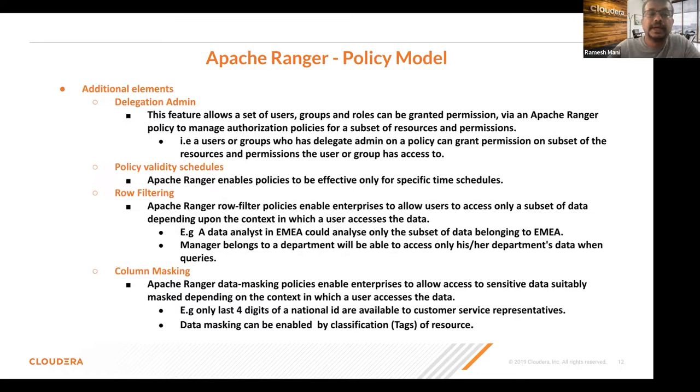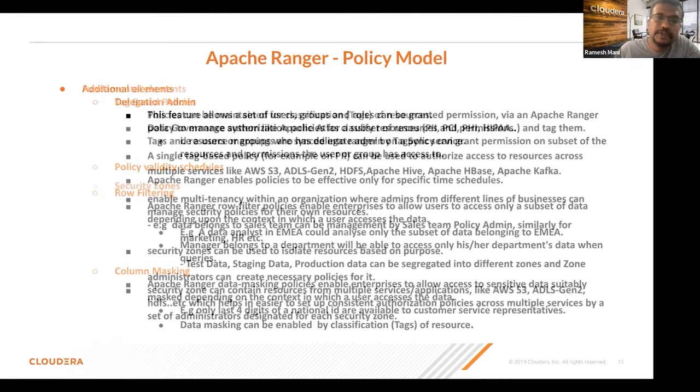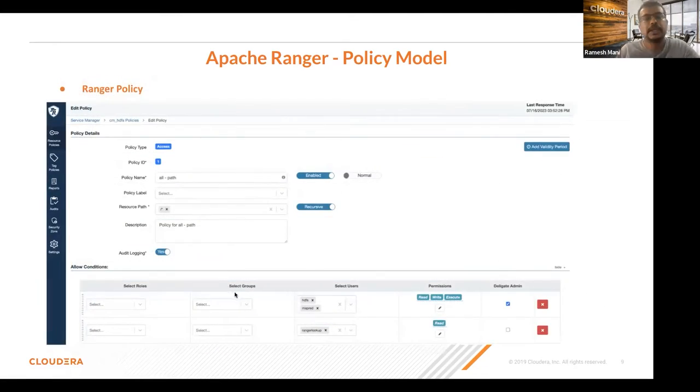Then there are various additional elements which are critical. Delegation admin: let me step back a bit on the screen. If you see this one, a policy which is maintained has a delegation admin. What that means is, as an admin, I created this policy and gave HDFS and MapReduce, or any of the users, read, write, execute permission for a particular resource. Not really in an enterprise, this is an example. What delegation admin does is let those users, or a group or a role, delegate permissions to other users.